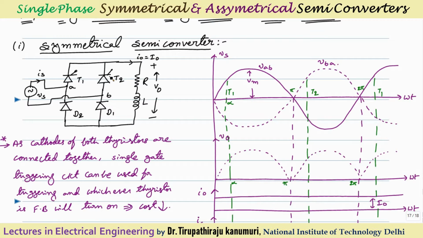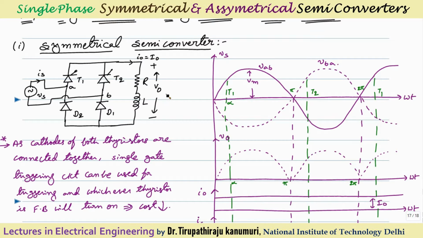The advantage of this symmetrical semiconverter is that both the cathodes of thyristors T1 and T2 are connected together. We know that the gate triggering pulse is applied between the cathode and the gate. As the cathode is common for both, the same gate circuit can be used for triggering both thyristors. That means only one gate circuit is required, which will produce the pulses in each half cycle. Whichever thyristor is forward biased will turn on, and the second thyristor, being reverse biased, is anyway not going to respond. So this saves the cost drastically. That is the major advantage of the symmetrical semiconverter.